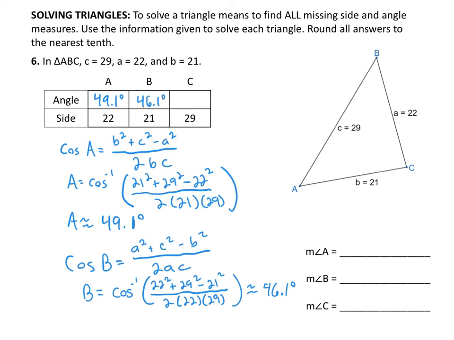Now, if we wanted to, we could use the law of cosines one more time and find the measure of angle C. But wow, wouldn't it be a lot easier if we just subtracted those two values from 180? Let's do that. So 180 minus 49.1 minus 46.1 is 84.8. I actually did it out with many more decimal places. It became 84.78, which rounds to 84.8, which is excellent.